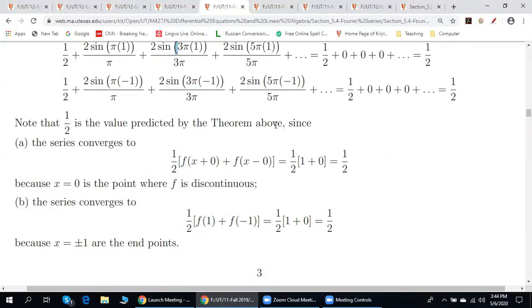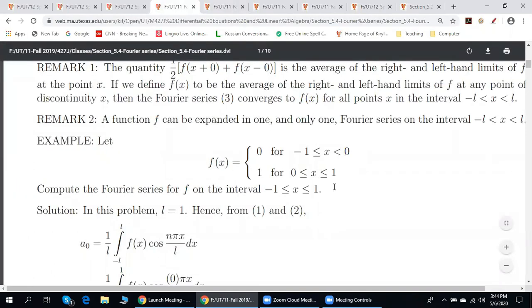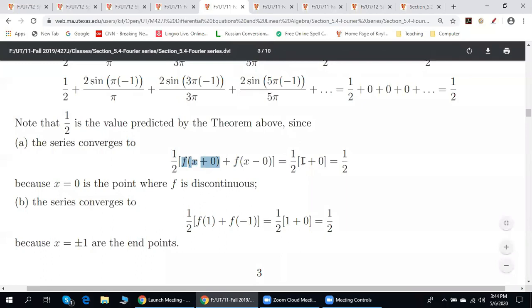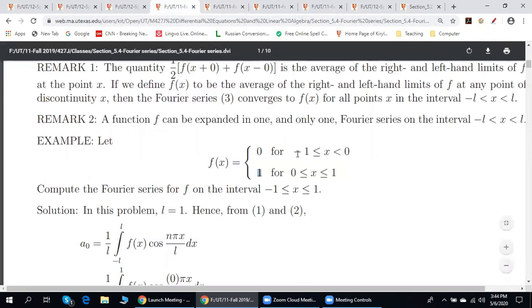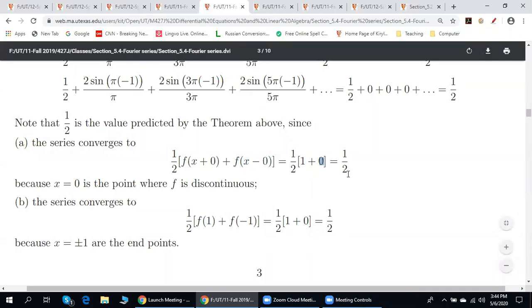According to the theorem, if x is not one of the endpoints, and if x is a point of discontinuity, our series converges to this, where f of x plus 0 is a limit from the right. Please take a look at this function. If we are on the right, f of x is equal to 1. This is why we have 1 here. Similarly, if we are on the left, our function is 0. And here we put 0, in total 1/2.